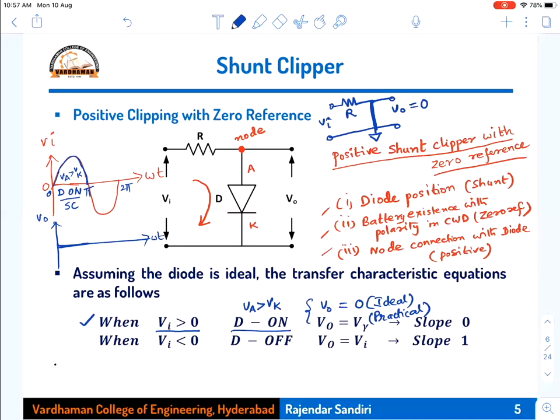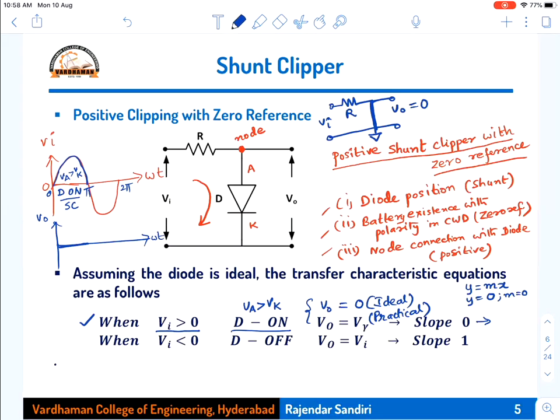In both the cases, V0 is equal to 0 or V0 is equal to V gamma, ideal case or practical case. What is its slope? Slope is equal to 0. What is meant by slope? V0 in the transfer characteristic graph is treated as Y. So if you see the straight line equation, Y is equal to mx. If you get an equation with Y is equal to 0, where m is 0 here, then your slope is nothing but 0. Y is equal to 0 means slope is 0.